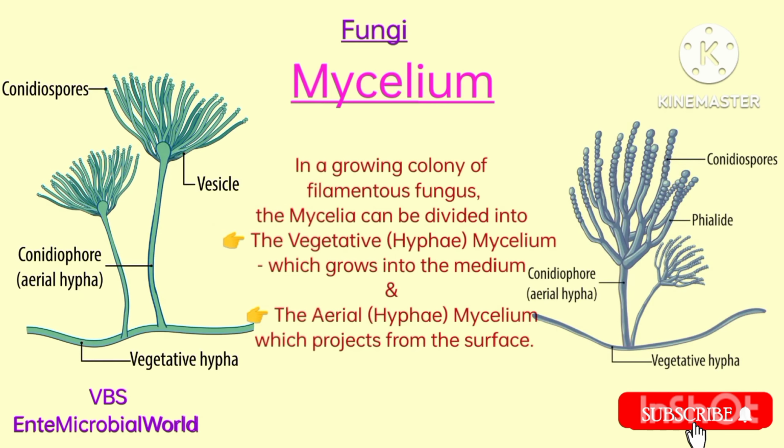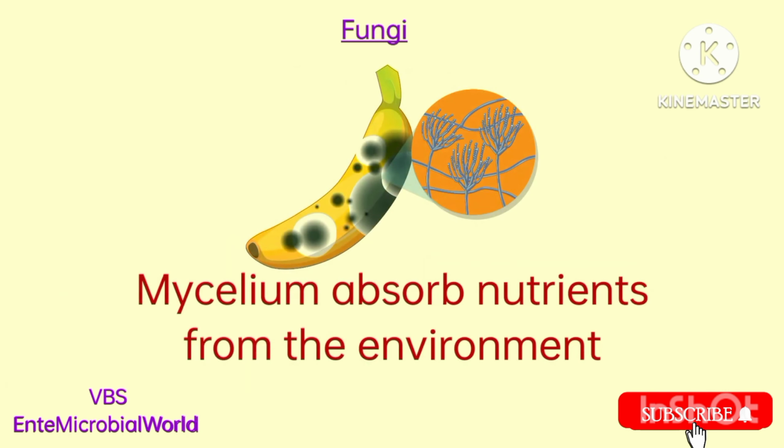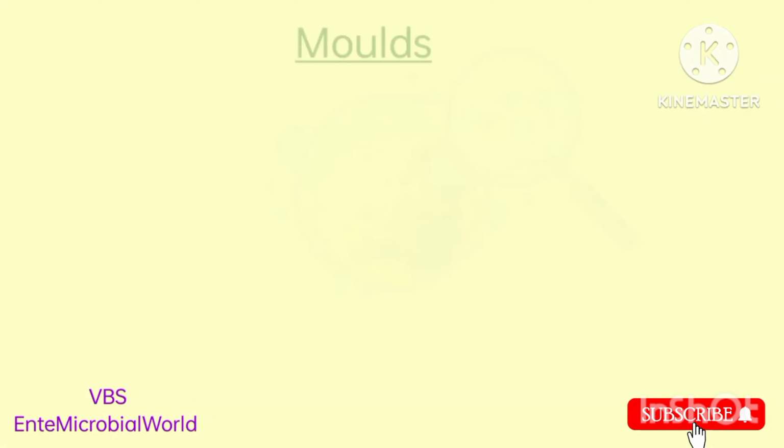In a growing colony of filamentous fungus, the mycelium can be divided into the vegetative mycelium, which grows into the medium, and the aerial mycelium, which projects from the surface. Mycelium absorbs nutrients from the environment.